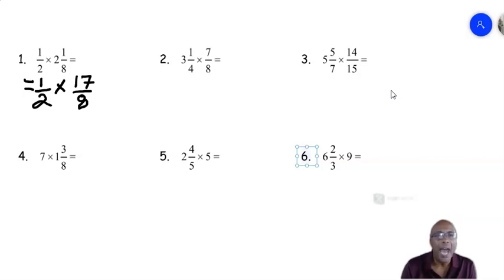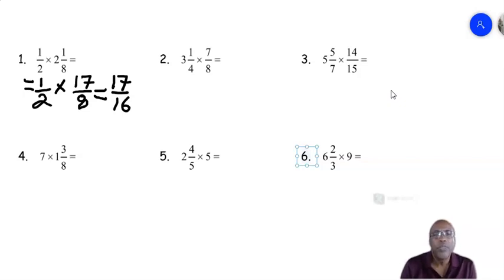We realize now we have no common factors in the numerators and denominators. So 1 times 17 is 17 over 2 times 8 is 16. And we continue like that for all the sums.